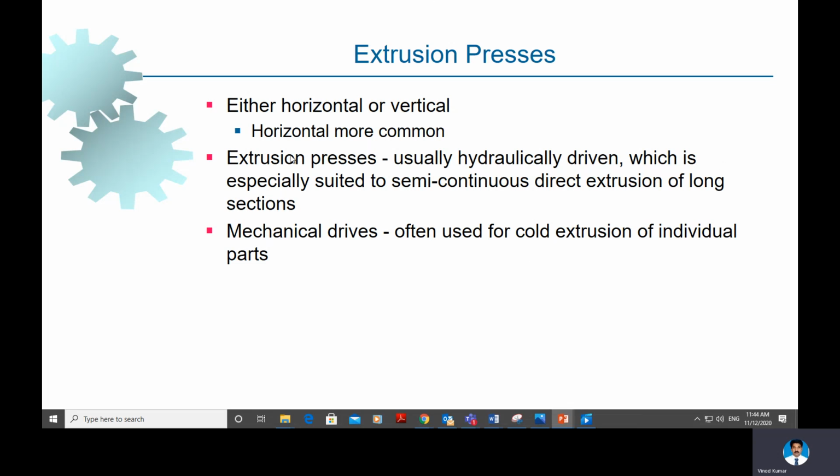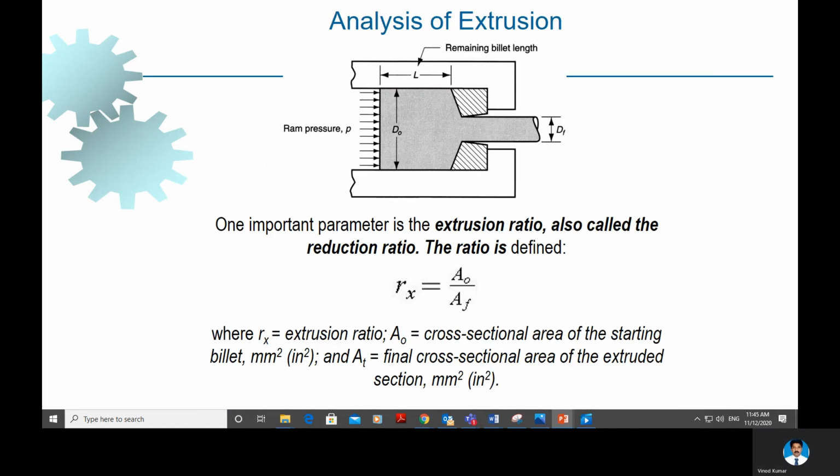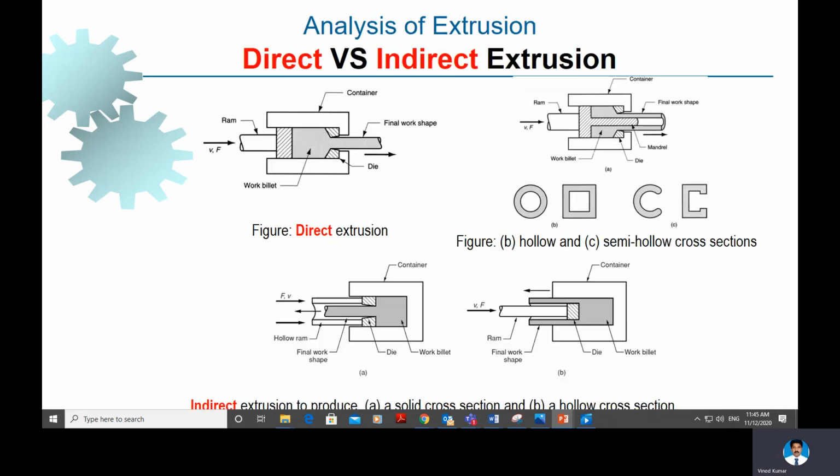Extrusion presses can be either horizontal or vertical. Horizontal are very common. Extrusion presses are usually driven hydraulically or by using mechanical drives, etc. Now, direct and indirect extrusion processes.